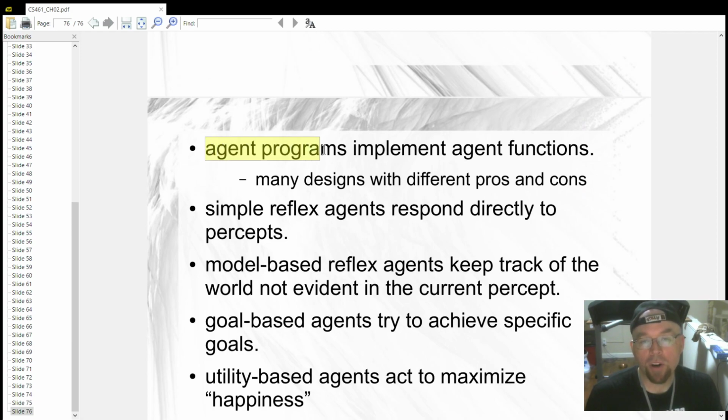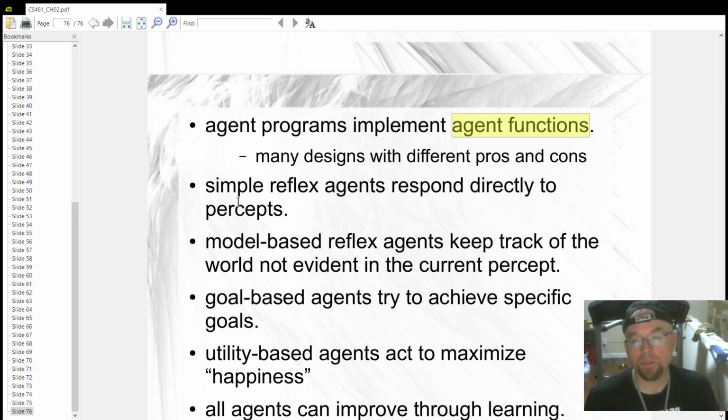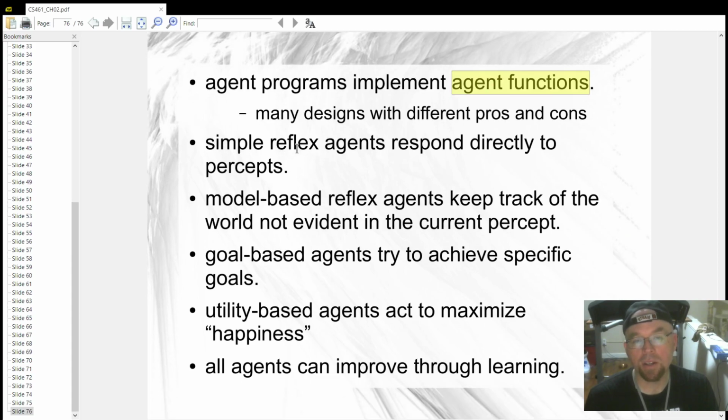All right, so agent programs are implementations of the agent functions, and the agent functions provide a mapping between percept and action. Lots of different designs, as we went through, with different benefits and drawbacks. Simple reflex agents are the simplest, the easiest, and also the most limited. Model-based reflex agents are keeping track of the world as it understands it and as it has experienced it.